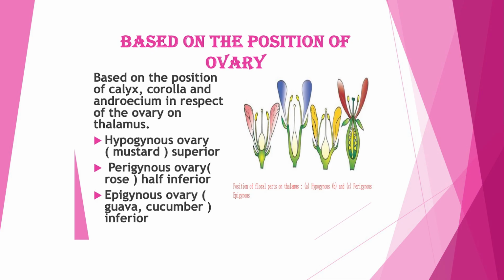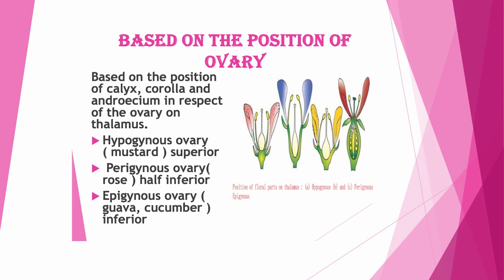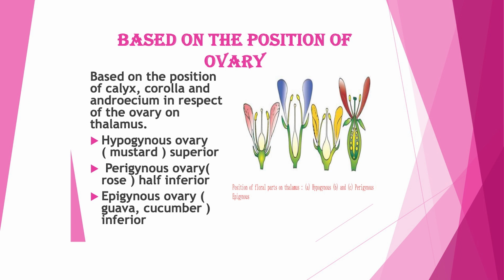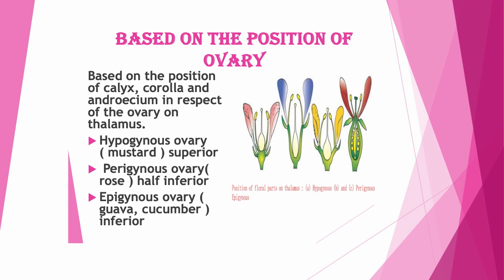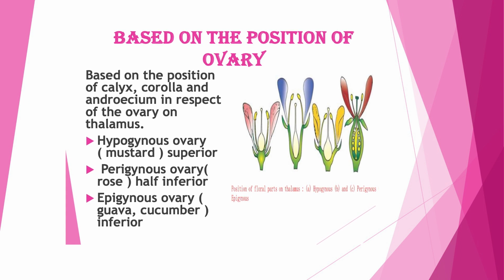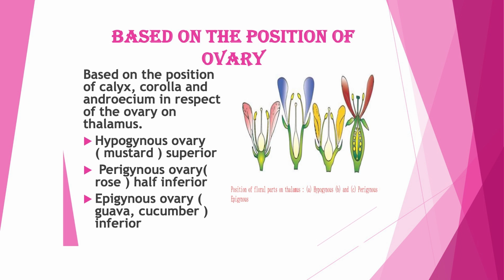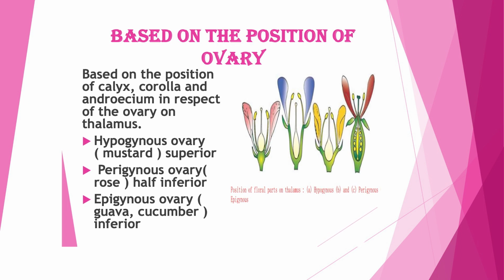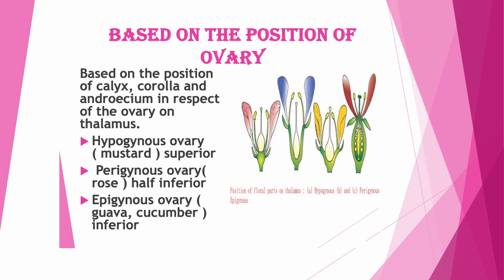Now, let us discuss types of flowers on the basis of position of ovary. Based on the position of calyx, corolla, androecium in respect of the ovary on thalamus, flowers may be of three types. Hypogynous ovary. In the flower with hypogynous ovary, the gynoecium occupies the highest position, while the other parts are situated below it. Hence, the ovary in such flowers is said to be superior. For example, mustard, China rose and brinjal.